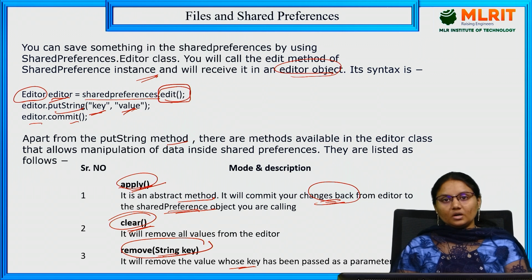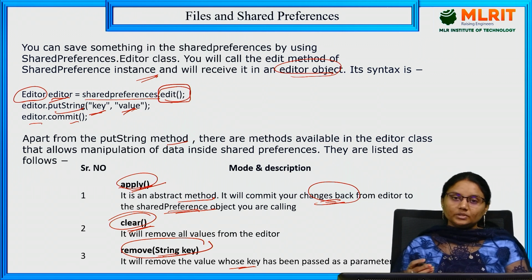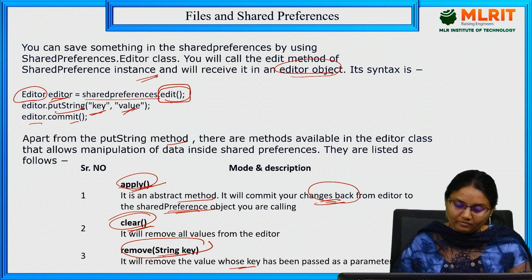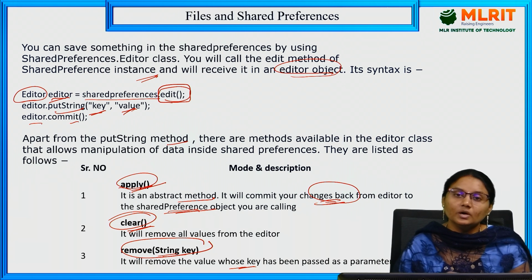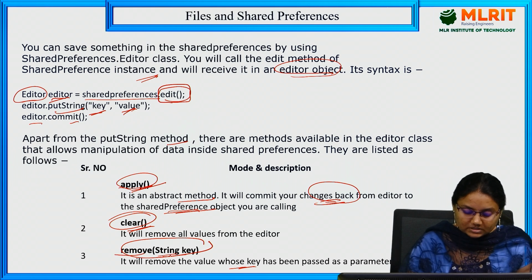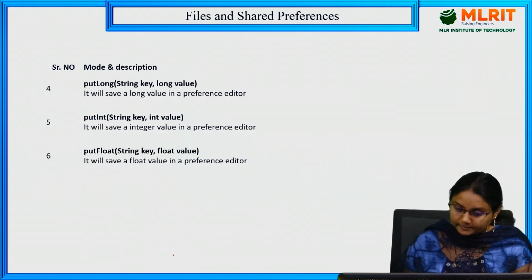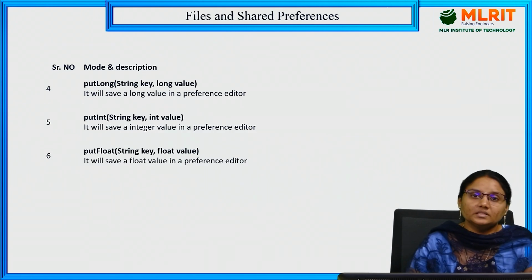So when you are going to remove, you have to pass the key, then only its value may be removed. Or whenever you pass your value, then only its respective key will be removed, for which you use this remove(String key). These are the other methods we have.